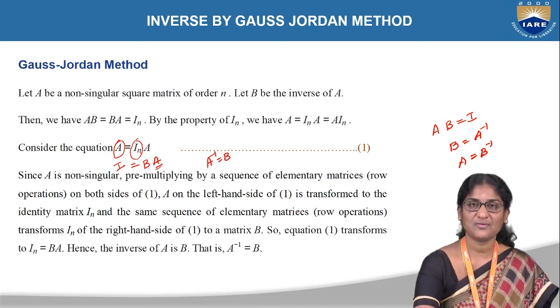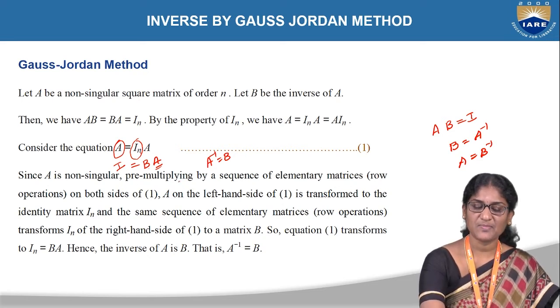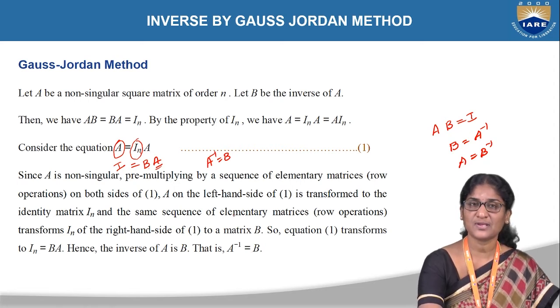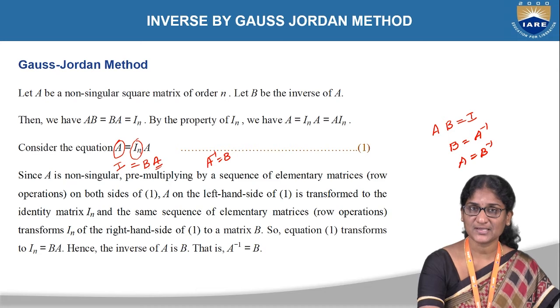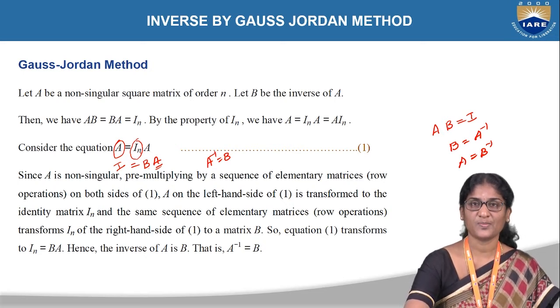This is the method that we follow in finding the inverse of higher order matrices. Since A is non-singular, pre-multiplying by a sequence of elementary matrices, capital A on the left hand side is transformed to the identity matrix, and the same sequence of elementary matrices, that is row operations, transforms In on the right hand side to the matrix B. So this procedure goes on till A is converted to identity on the left hand side and identity is converted to B on the right hand side. Very simple procedure. We have to do only Gauss operations, that is row operations.